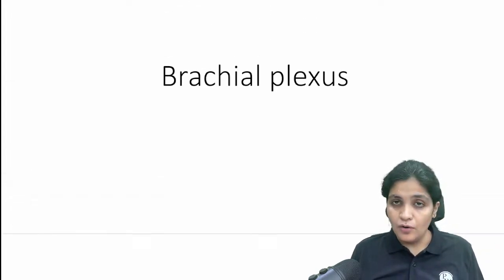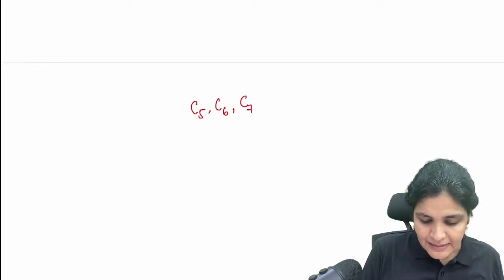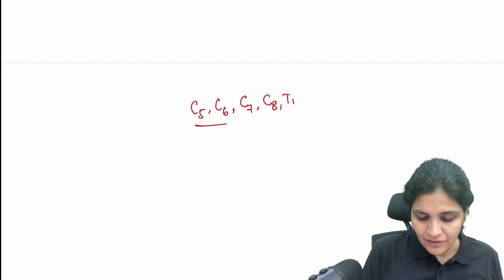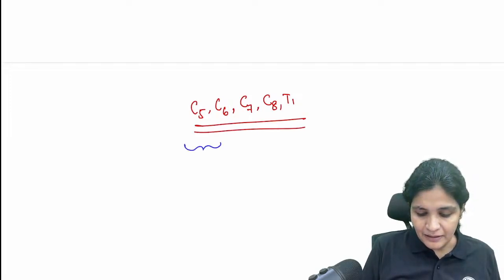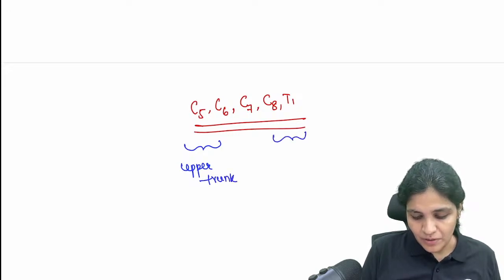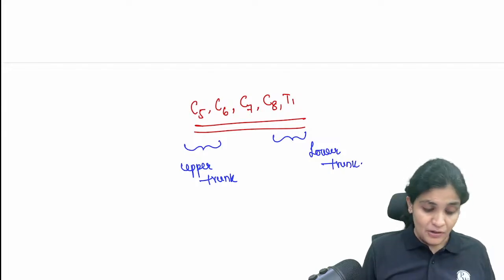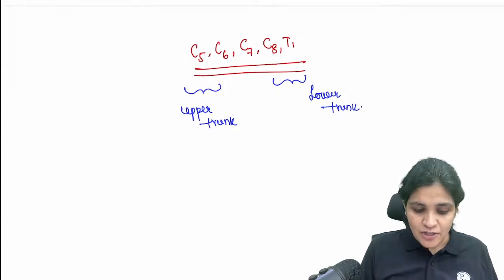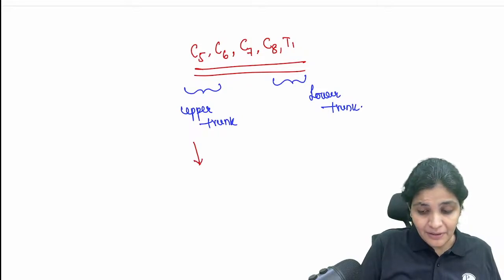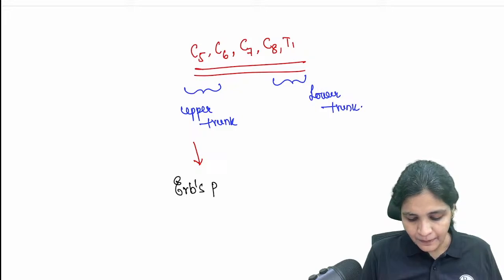So I will start right from the brachial plexus. You all know what the brachial plexus is. It is C5, C6, C7, C8 and T1, right? And you know what the upper trunk is, and then you know what the lower trunk is. These two are important for us. Why are the upper trunk and lower trunk important? Because there are deformities associated with them. Whenever there is damage to the upper trunk, we land up in a deformity which is called Erb's palsy.